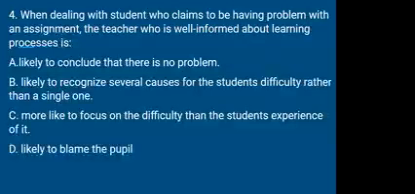So next, number 4. When dealing with students who claim to be having a problem with an assignment, the teacher who is well informed about learning processes is what? Is it A, likely to conclude that there is no problem? Letter B, likely to recognize several causes for the student's difficulty rather than a single one. And letter C naman, more likely to focus on the difficulty than the student's experience of it. And letter D, likely to blame the pupil.